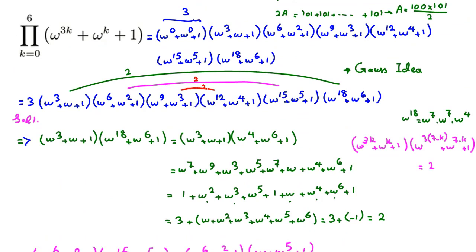And you can say 3 times 2 times 2 times 2. 2 times 2 times 2, 8. 3 times 8, 24.